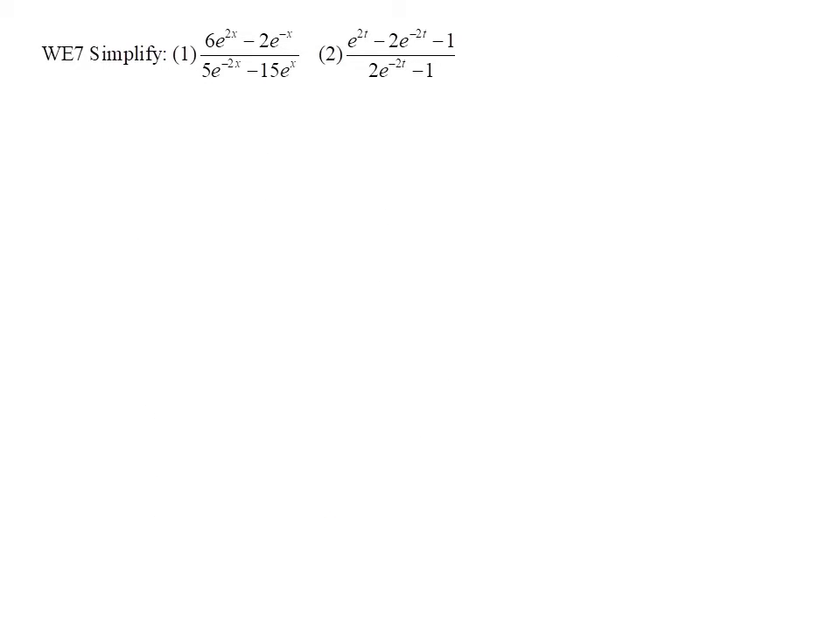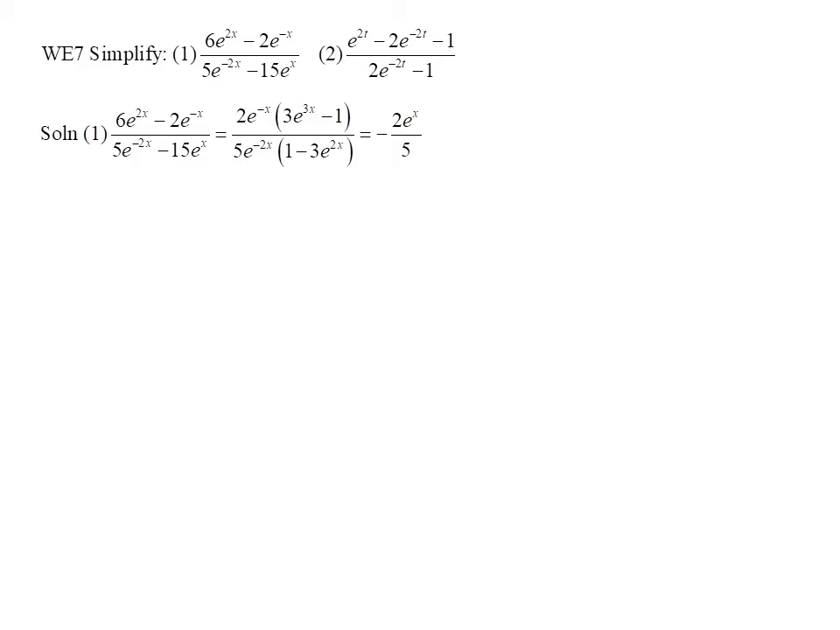Example 7 is to simplify two exponential expressions. As for the first one, we factorize both numerator and denominator by taking out the common factors of 2 times e to the negative x and 5 times e to the negative 5x respectively. After the common factors are taken out, what remains in the brackets of both numerator and denominator are just opposites in expression, which result in -1. So the simplified form of the first exponential expression is -2 times e to the x over 5.